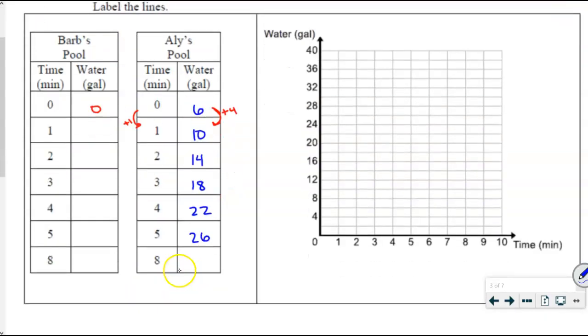Uh-oh, I didn't just add 1 minute, did I? In this last spot on the table, how many minutes did I add? 3. So how many gallons am I going to be adding here? Yeah, good job.